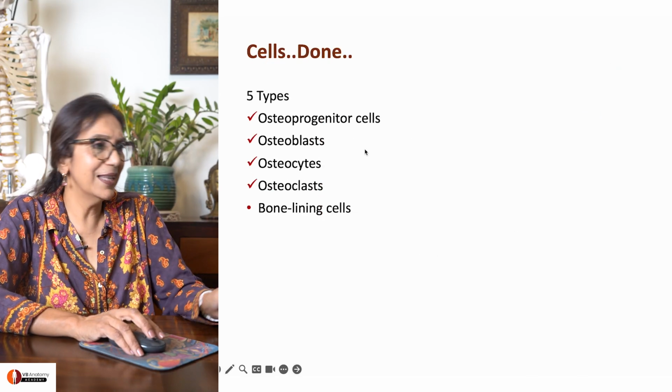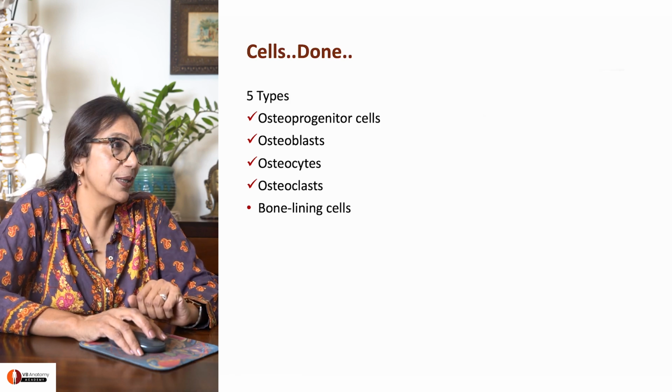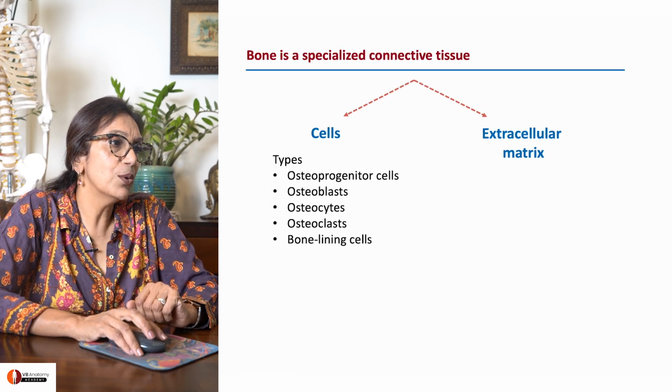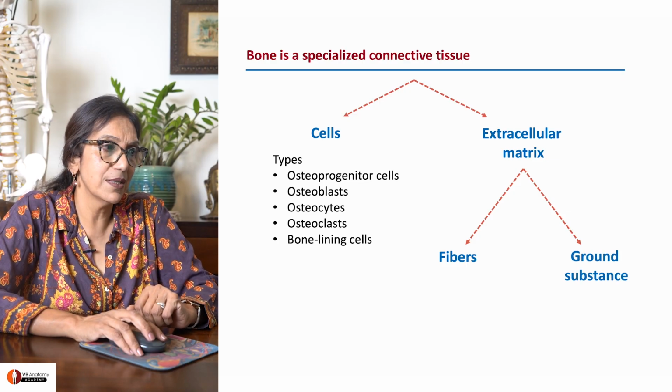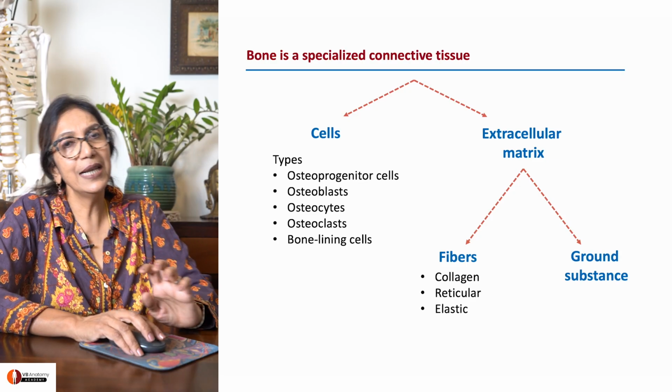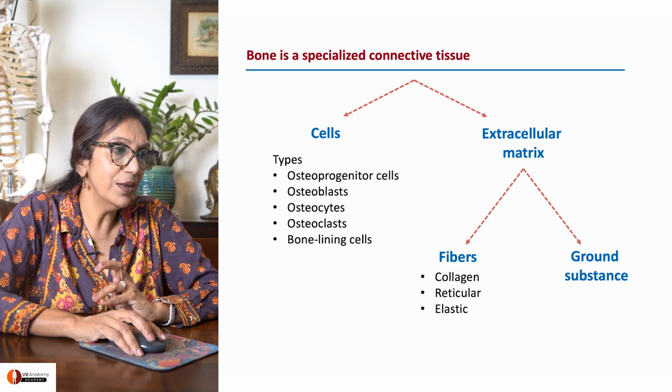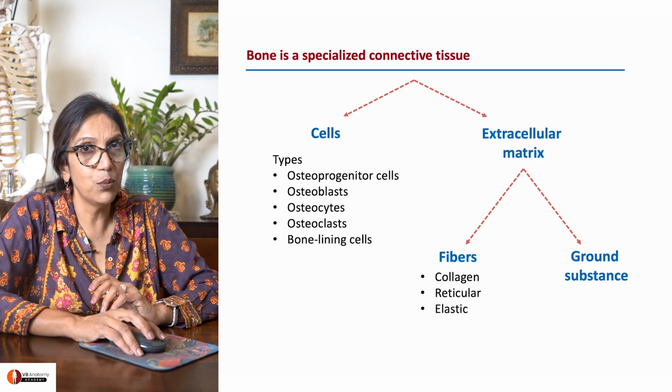So cells are done. There are bone lining cells. I won't touch on them. So let's talk about extracellular matrix, the fibers and the ground substance. Collagen, reticular, elastic fibers are found in bone. Which type of collagen? Type 1.